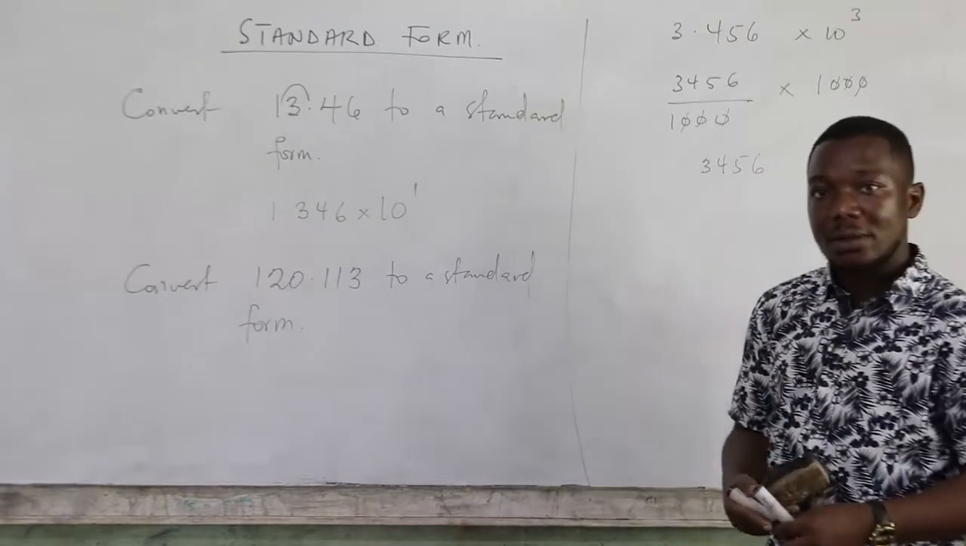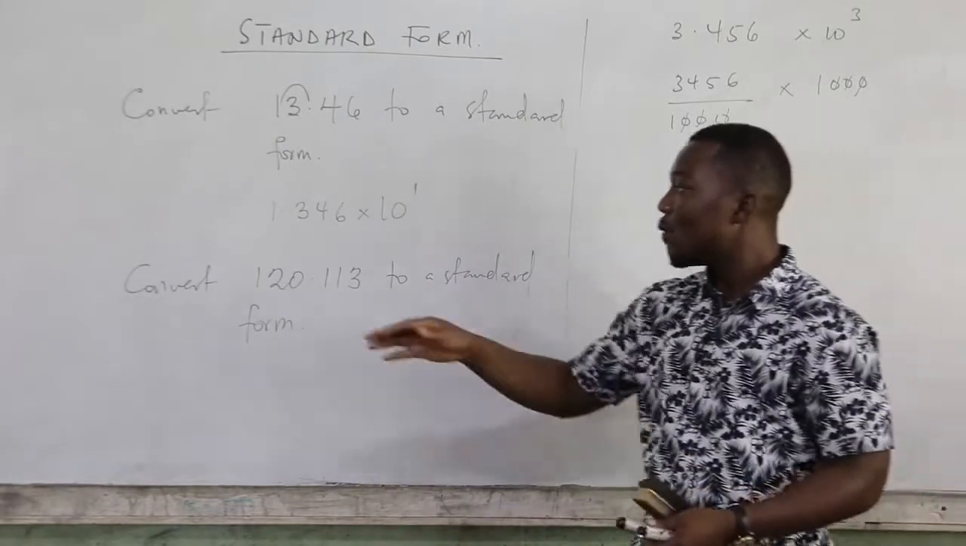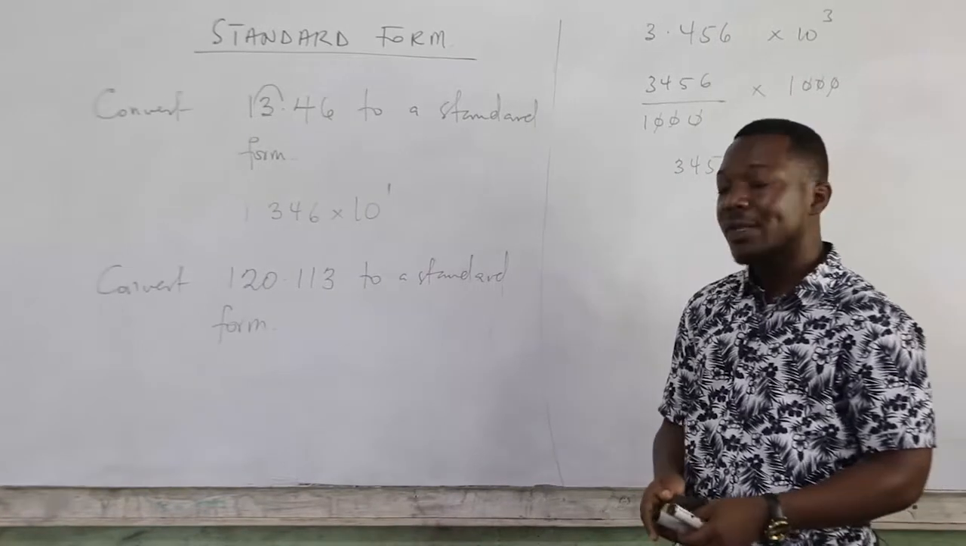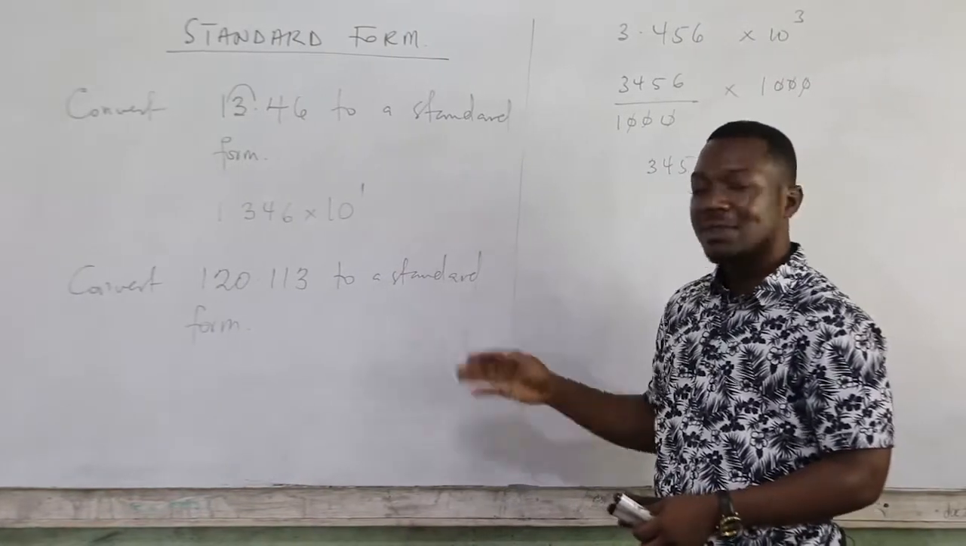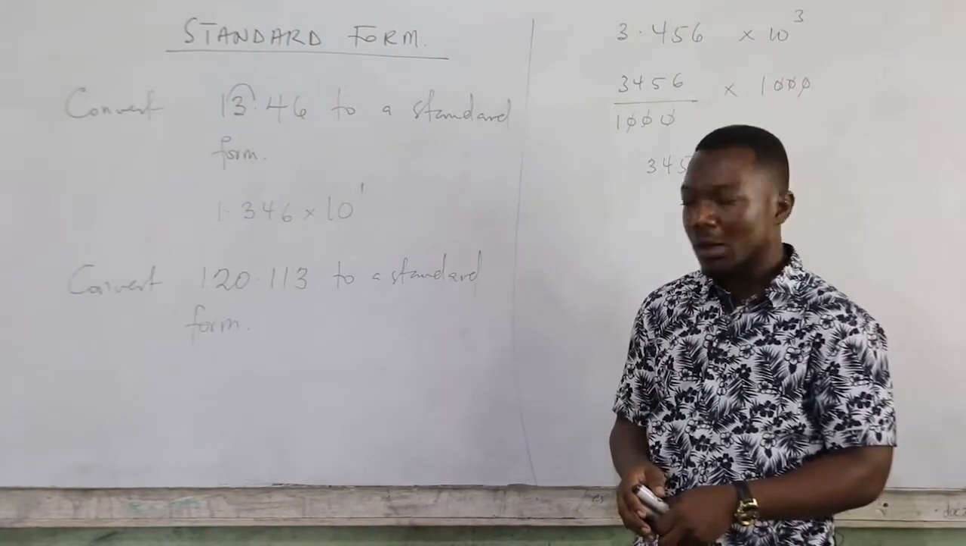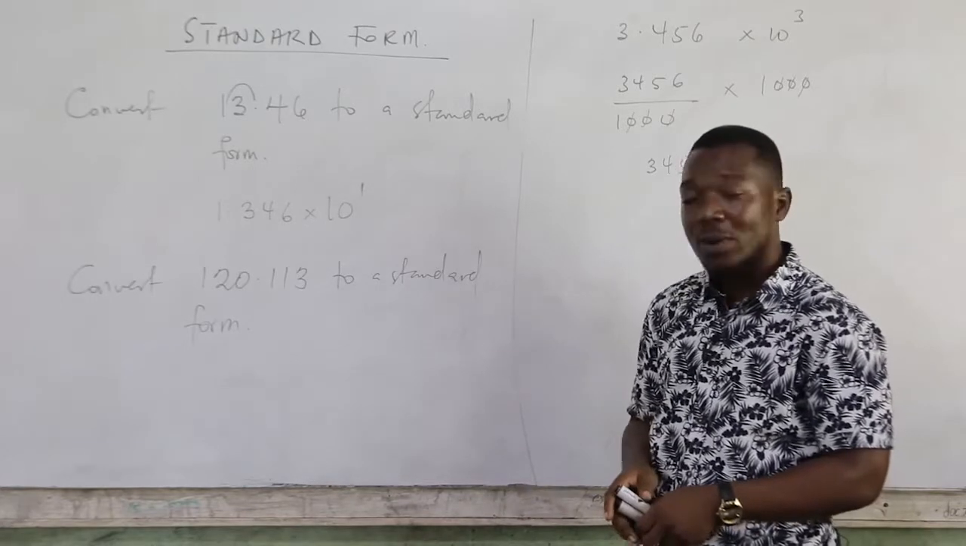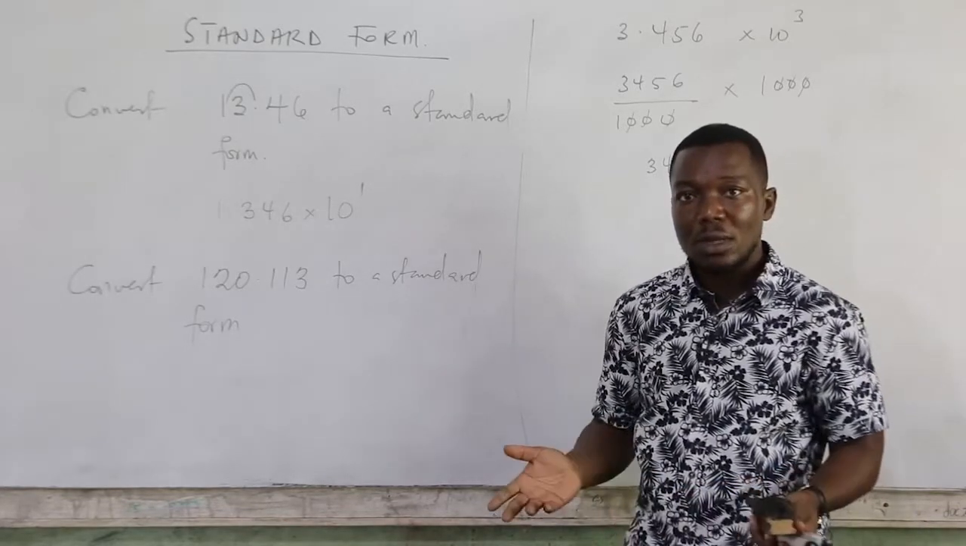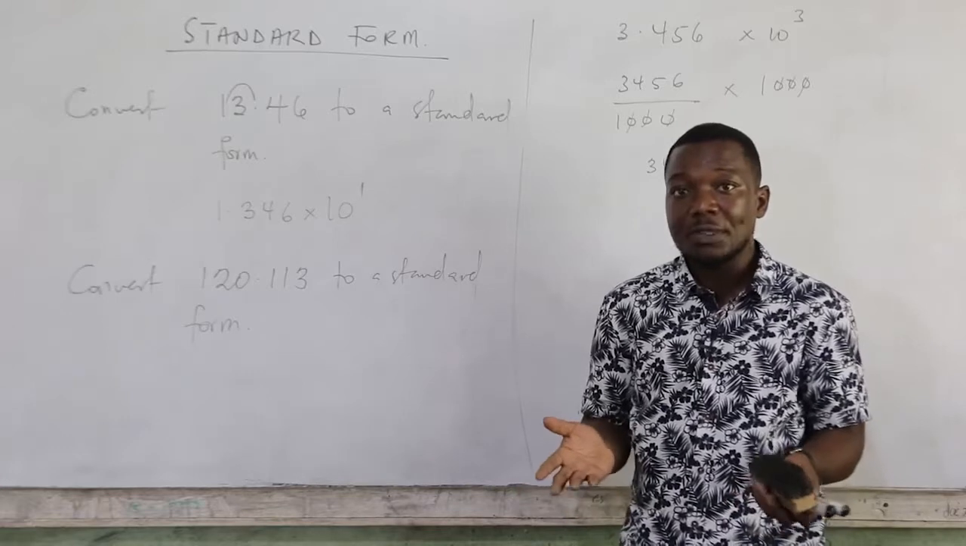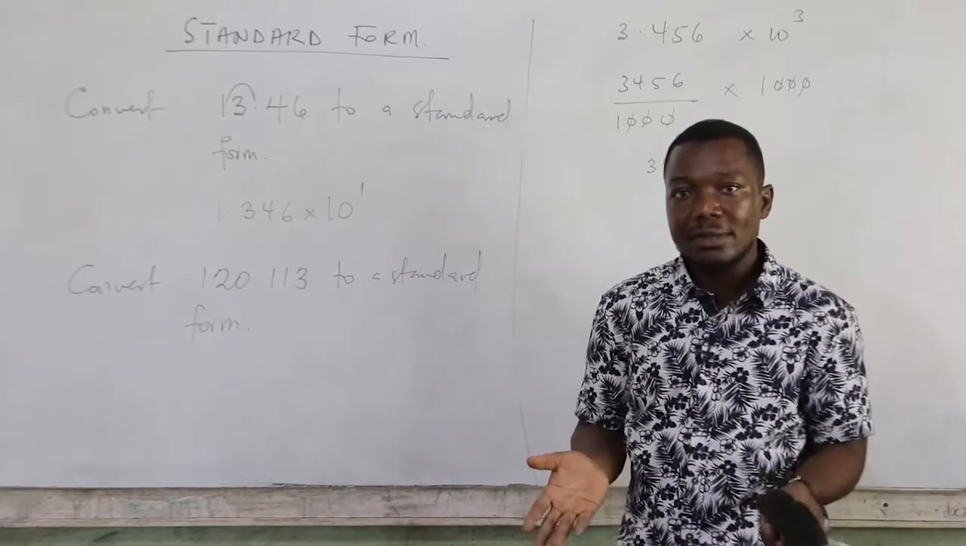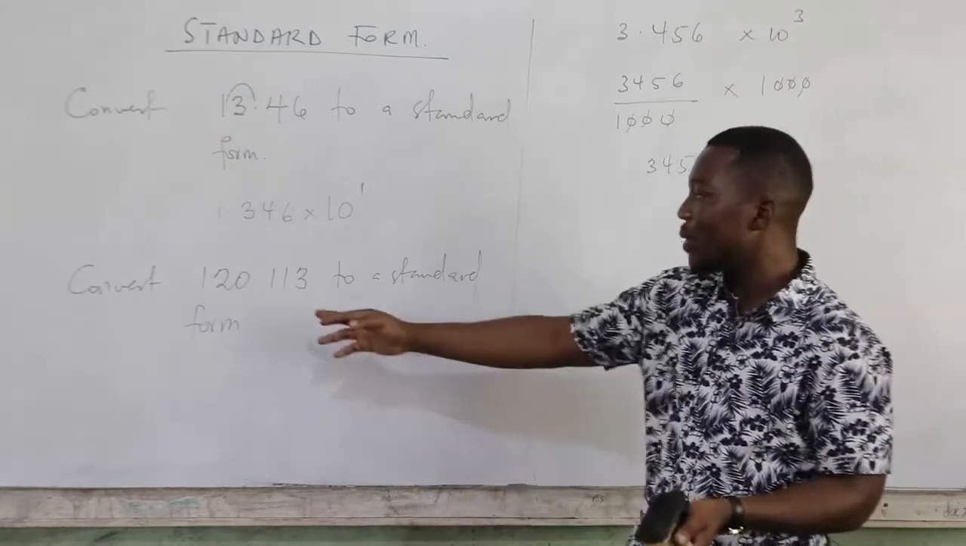Now we have our question here. Convert 120.113 to a standard form. Okay. 120.113 to a standard form. How are we going to do it? First, observe where the decimal point is. Can you see the decimal point? Finally, we can see it here.